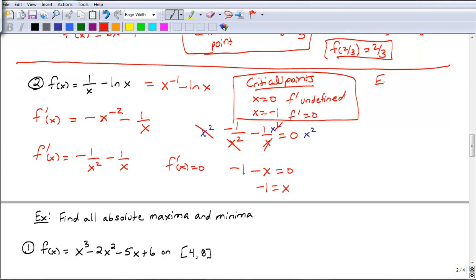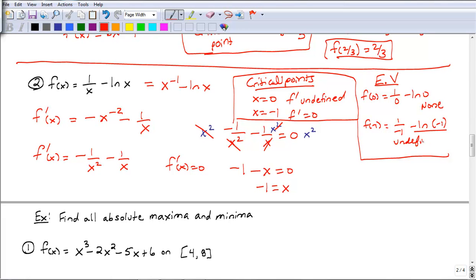To find the extreme values, I'm going to write EV. Well, notice if I take x equals 0 and plug it in, f of 0 is undefined as well. So there is no extreme value when I plug in 0, because it's undefined there. But I do get an extreme value when I plug in negative 1. I get 1 over negative 1 minus the natural log of negative 1. Well, that's undefined as well because the natural log makes no sense. So there's no extreme value there as well.